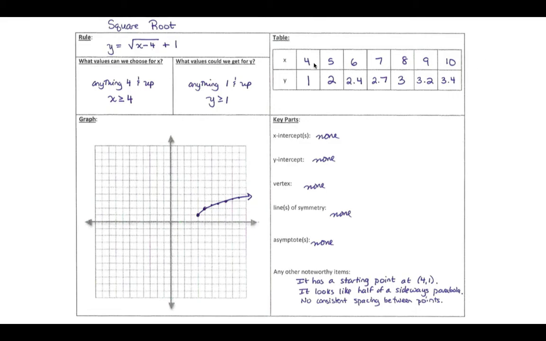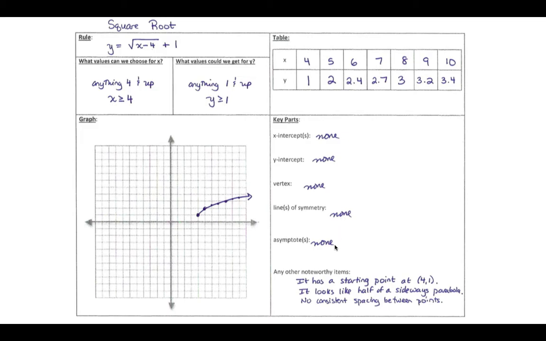And then if I plug in 4, I got 1 for y. Well, if 4 is the smallest I could get for x, then that 1 turns out to be the smallest I can get for y. So my y's are going 1 and up. Weird decimals. Kind of a cool graph. It had no x-intercepts, no y-intercepts, no vertex, because it's not changing direction, no line of symmetry, and no asymptote.